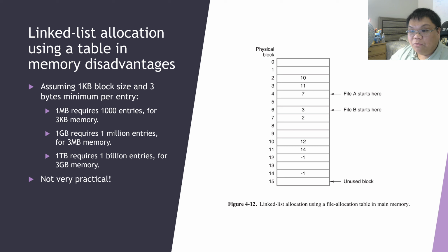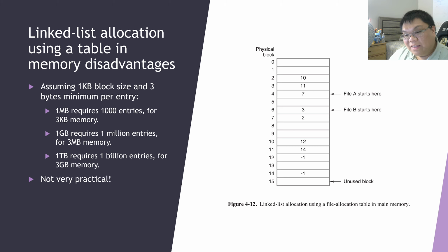If we assume 1 kilobyte block size and 3 bytes minimum per entry, a file allocation table for 1 megabyte requires 3 kilobytes of memory. Not a lot, but it starts to become ridiculous the larger the disk becomes. To store the file allocation table for 1 gigabyte of disk space requires 3 megabytes of memory.